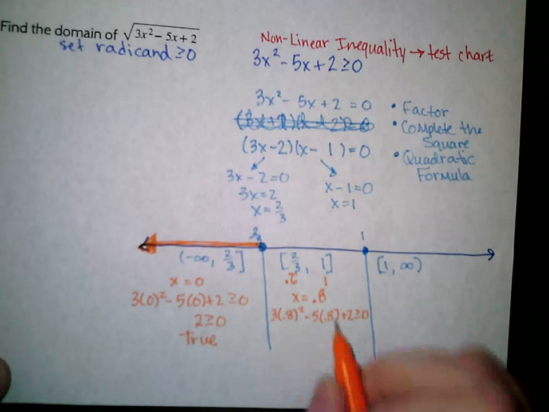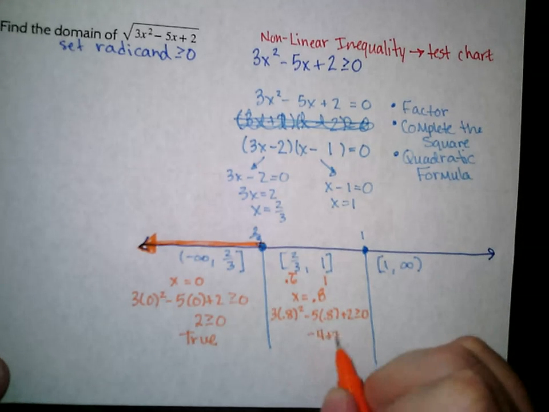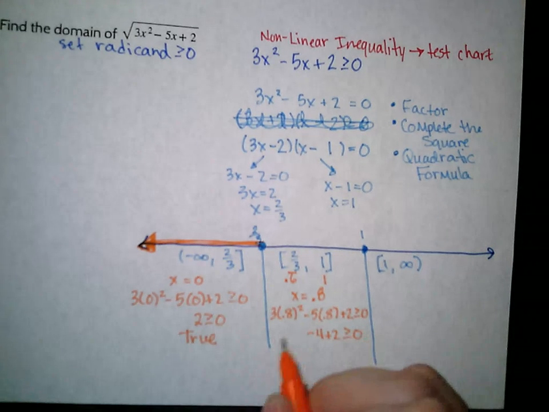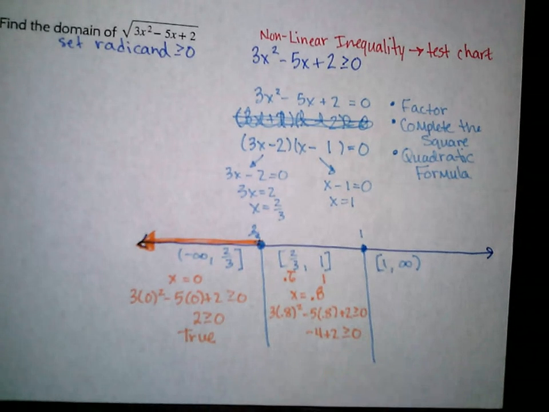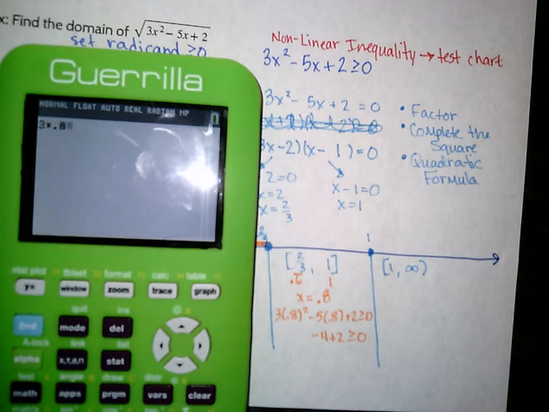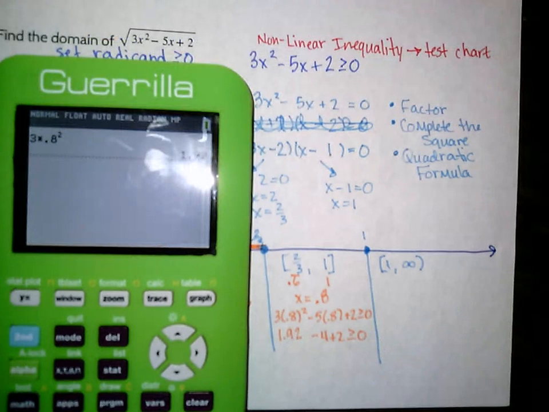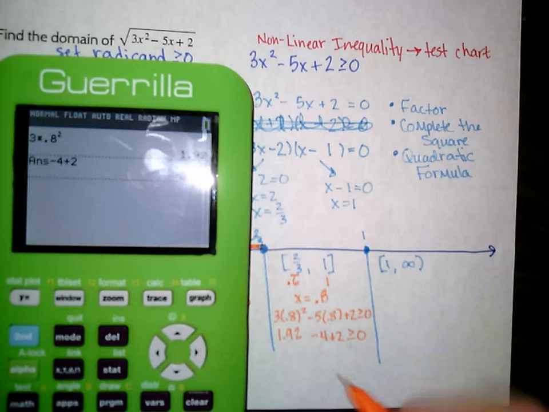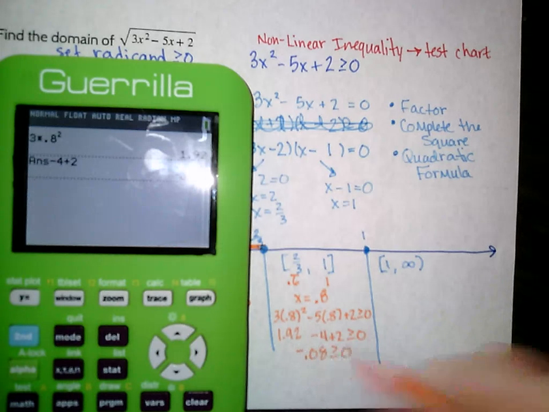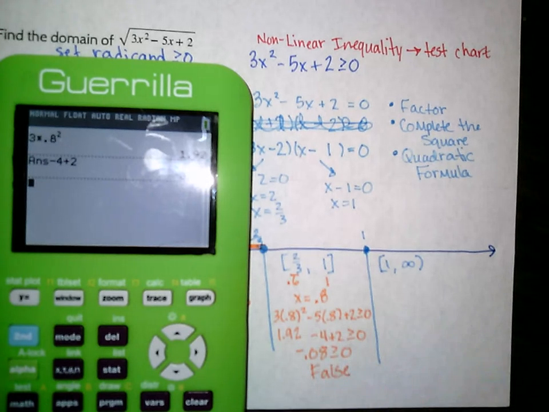Oh gosh, I don't know what that number is. I know 5 times 0.8 is 4. So negative 4 plus 2 greater than or equal to 0. Looks like I'm going to have to figure that out. Let me grab a calculator. Well, 0.8 squared would be 0.64, but I don't know what that times 3 is. 1.92. So 1.92 minus 4 plus 2 is negative 0.08, and that is not greater than or equal to 0. So that is false. So this section is not part of our solution.